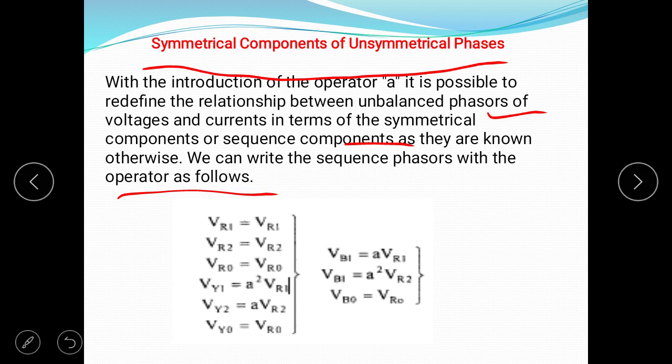So we know that in positive sequence component, if we take reference phase R, then the position of VR1, that means positive sequence component of phase R, is at its position, so it is written as VR1, VR2 is equal to VR2 and VR0 is equal to VR0. Means phase R is taken as reference. Now we'll write other phases Y and B with respect to phase R.